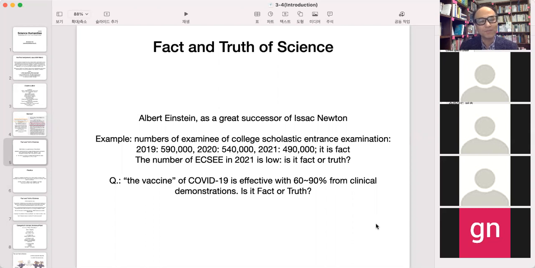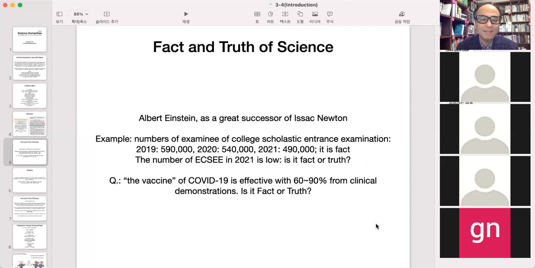Okay, so this number is a fact. No doubt about it. Everyone agrees this is data, this is a fact. But if someone insists or supposes that the number of candidates taking the examination in 2021 is low, is it fact or truth? Okay, this is a kind of controversy. The number of examinees is based on statistics, and it actually happened in that corresponding year, so it is a fact. Nobody argues that. So we can accept those as fact, but truth is different, okay?